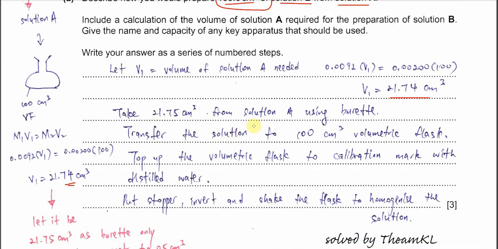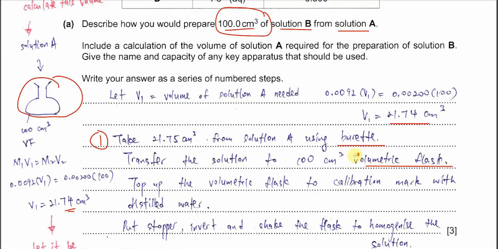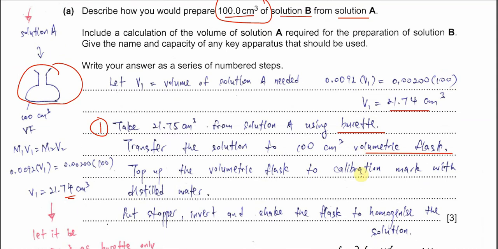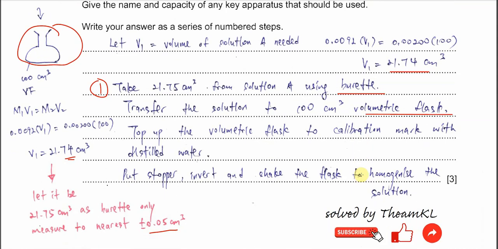Now, this is the first step. Take 21.75 cm³ from solution A using a burette and transfer the solution to the 100 cm³ volumetric flask. You must put volumetric flask. For a dilution, we always need to use the VF.